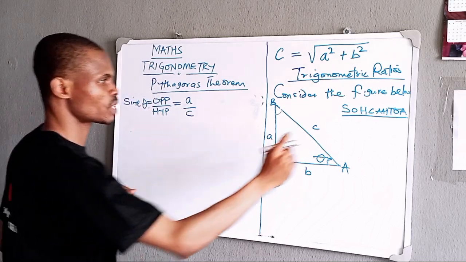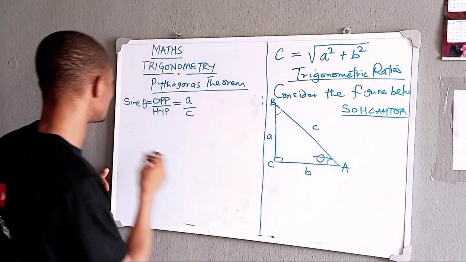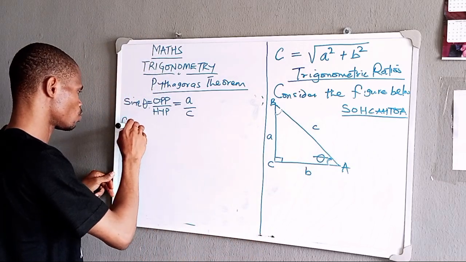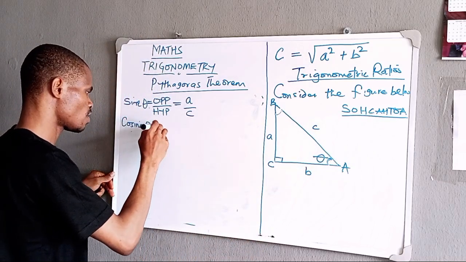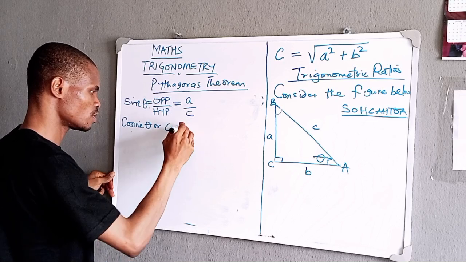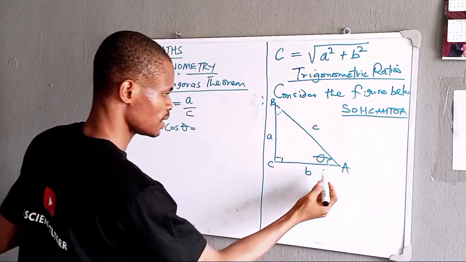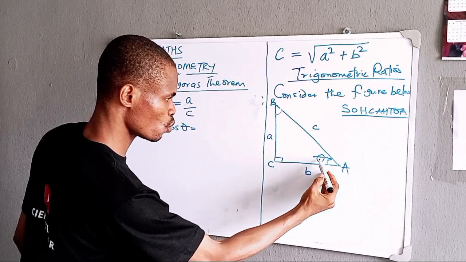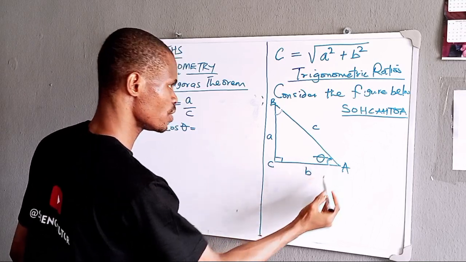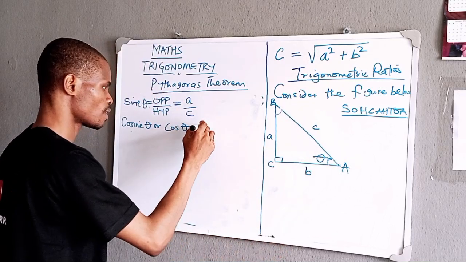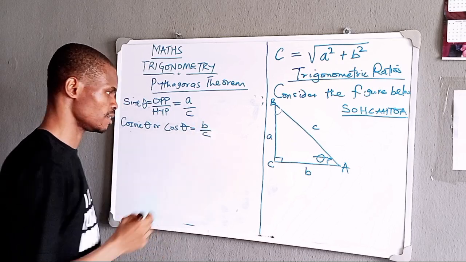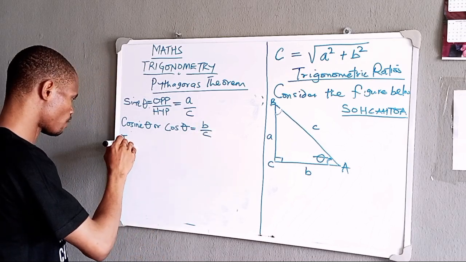Now, the second case we have is cosine theta, or for short, cos theta. It simply says adjacent over hypotenuse. The adjacent side is the side close to the angle theta, so we have B over C.